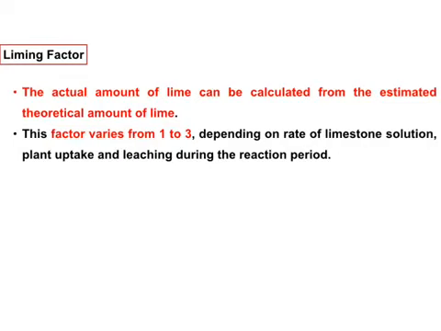Then there is the liming factor. Liming factor means the difference between the actual amount of lime you apply and the estimated amount of lime. The liming factor varies from 1 to 3 depending on the limestone solution and other characteristics. Then reaction period.